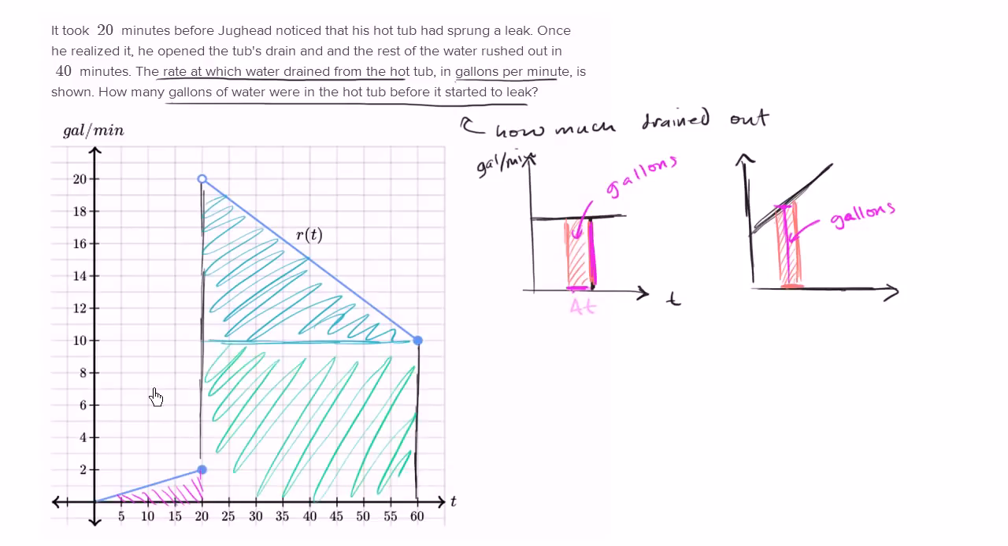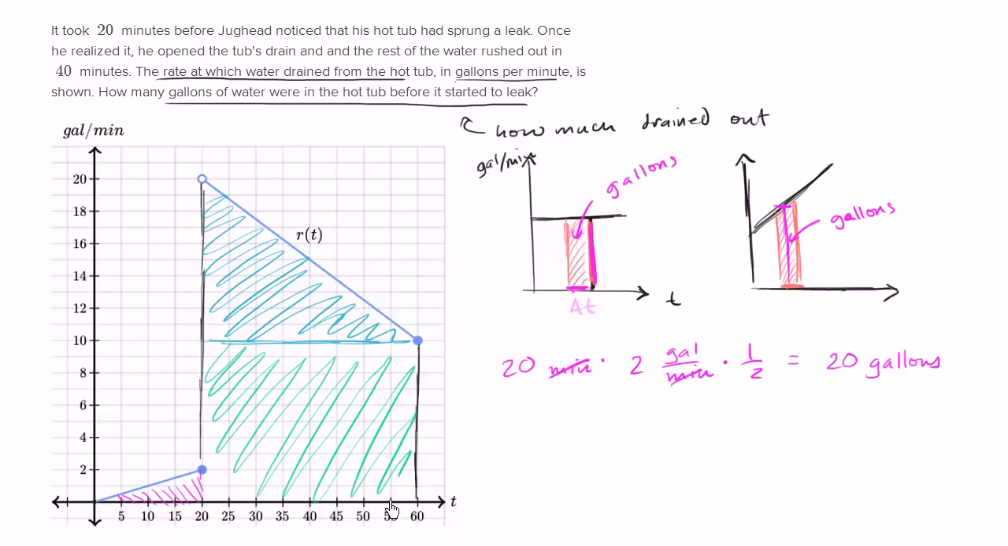So what is the area of this entire thing? Well, the area right over here, we have 20 minutes times 2 gallons per minute times 1/2, which gives us the area under this triangle. So that is going to be 20 gallons. We see that the units work out nicely. And so that's essentially how much drained out in the first 20 minutes.